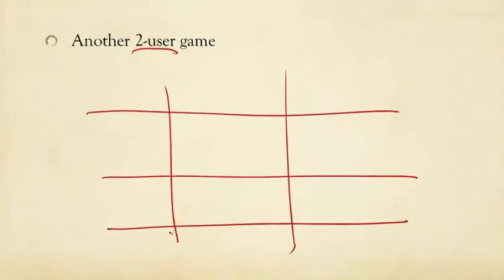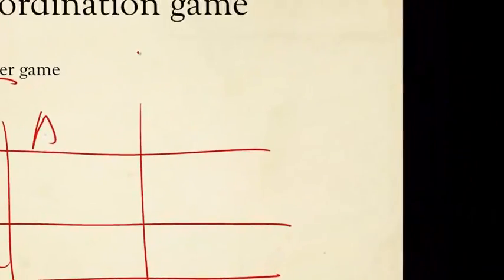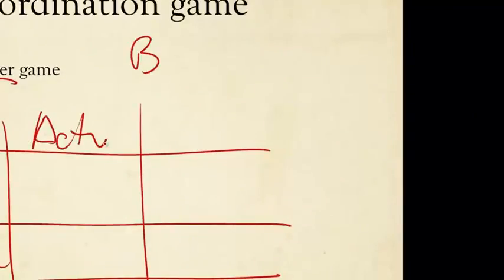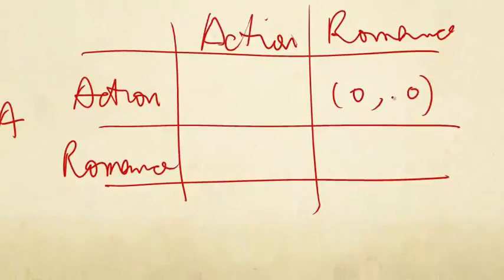So again, each player has two choices in the strategy set, action versus romance movie, for you, player A, and also for player B. Two strategies, action or romance. Now suppose you two decide on different kinds of movies, then there is no agreement and you decide not to watch a movie and you get 0 payoff, both of you.